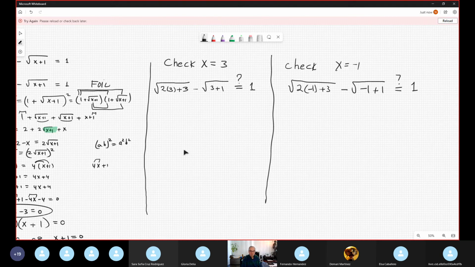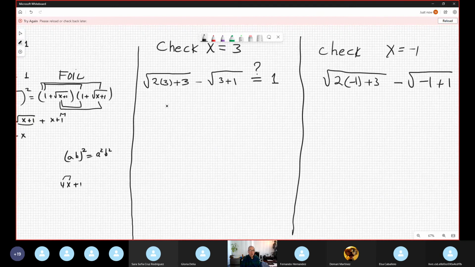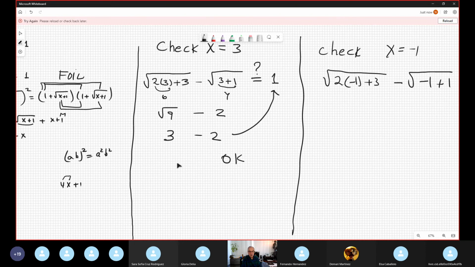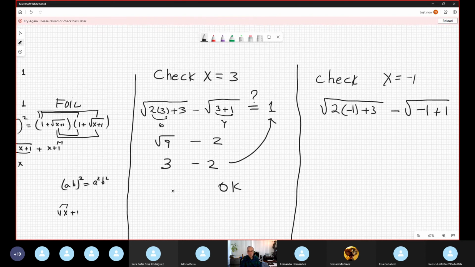Let's do it. 2 times 3 is 6. 6 plus 3 is 9. Square root of 9 is 3. At least that part is 3. Minus 3 plus 1 is 4. And square root of 4 is 2. And 3 minus 2 is 1. Cool. Okay. The answer 3 is super. I put a check mark.